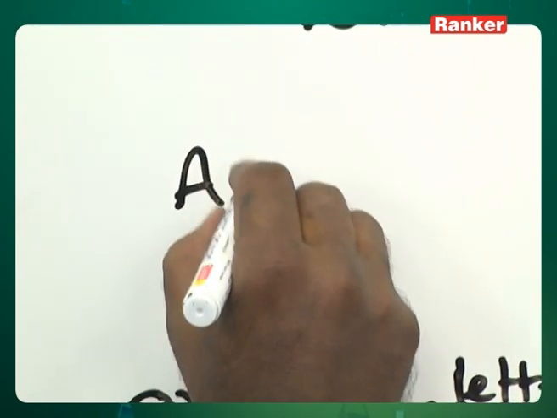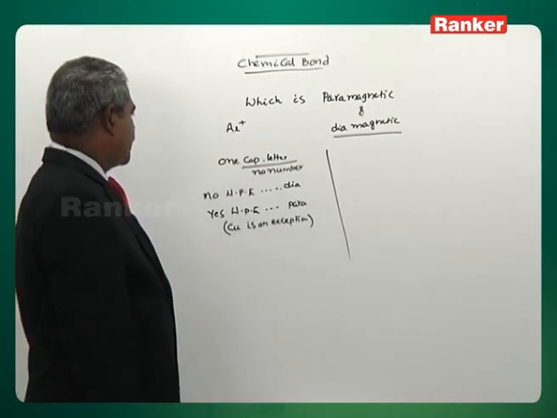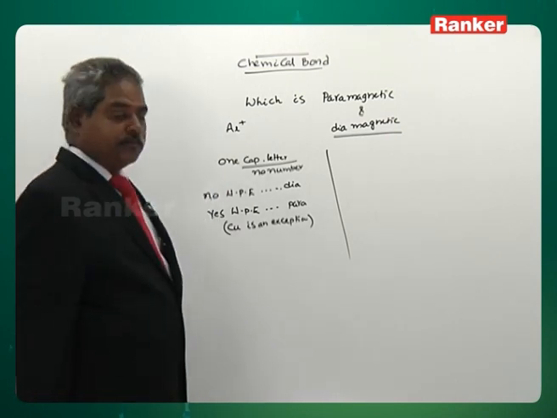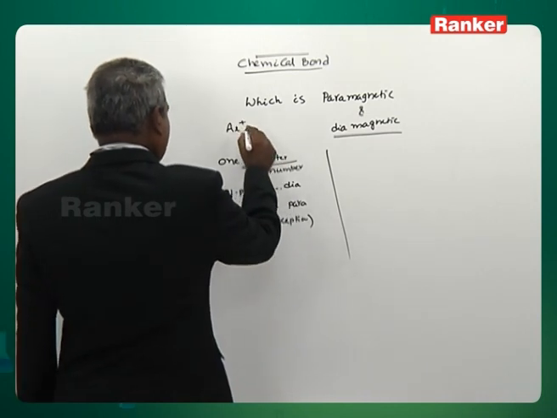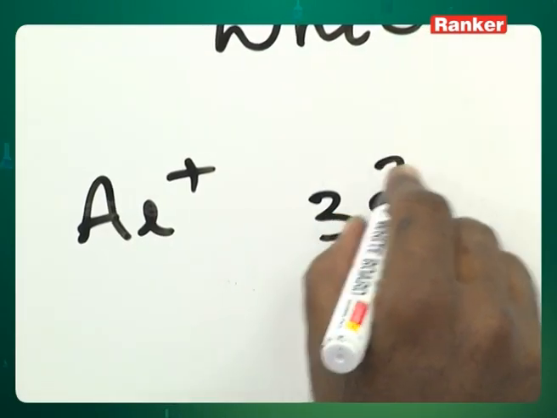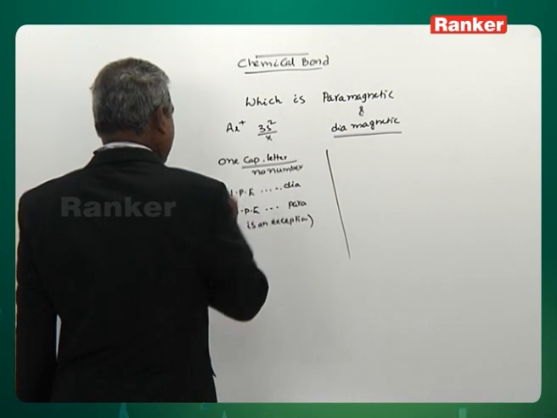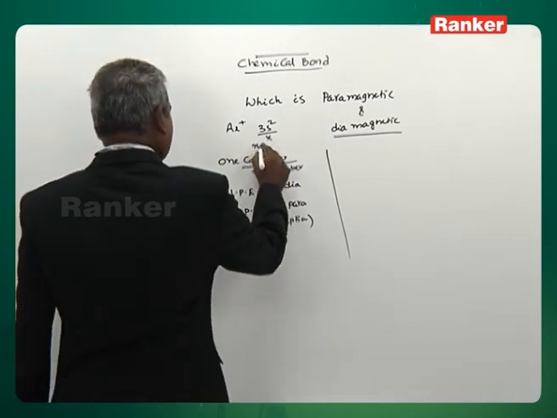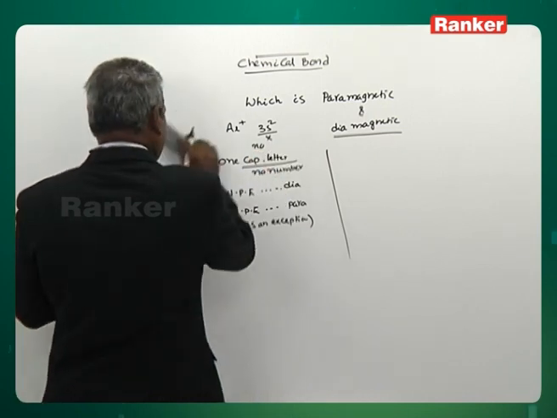Al plus, aluminium plus, one capital letter. Oh, you have only one capital letter. It's an ion. Element, elemental ion. If you write down the electronic configuration, it is 12 electrons: 1s2, 2s2, 2p6, 3s2. The last electron is 3s2. No unpaired electron, all are paired electrons, therefore dia. So Al plus is diamagnetic.